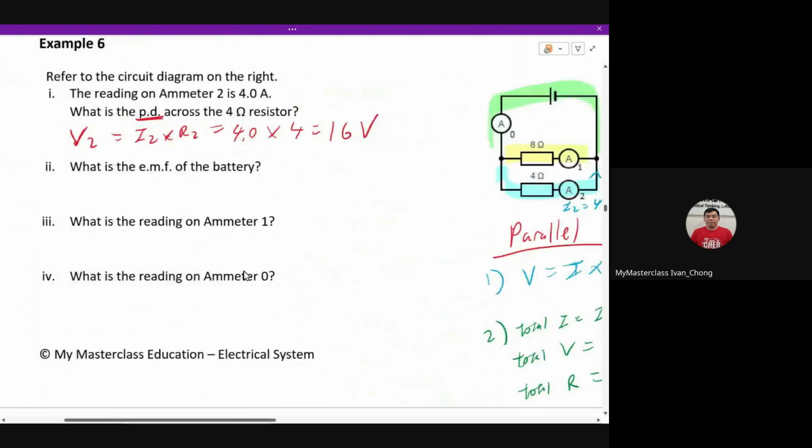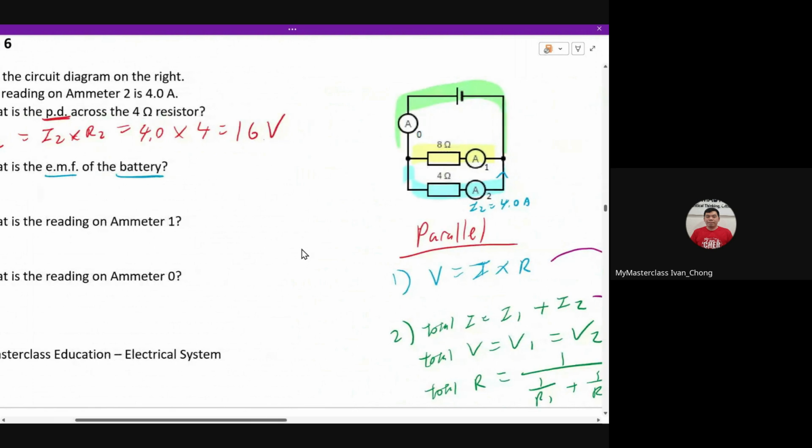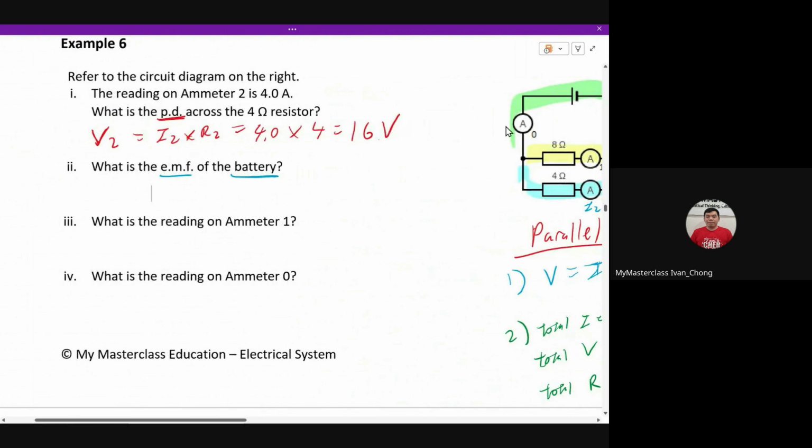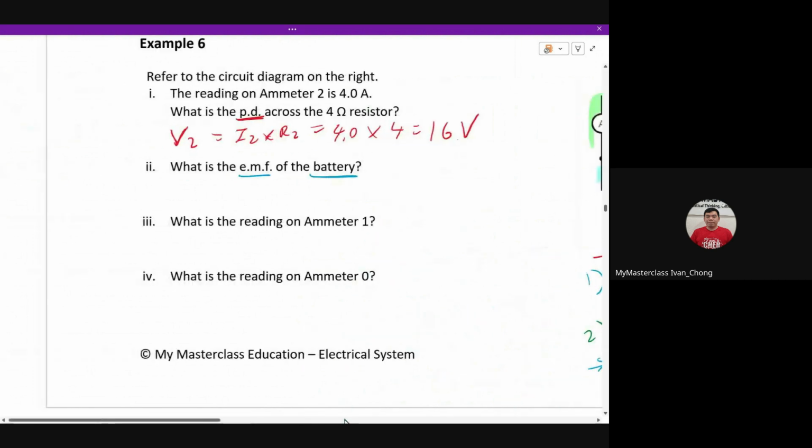So you ask yourself first, if you want to find battery, this is total V, right? Because when you see battery, it means total. So total V, you ask yourself, do I have total I? Do I have A0? I don't have, right? So I cannot use this. So I need to find total V. So total V is V1 and V2. So I'll write total V is V1 equals V2. So V2, what's V2? V2 is 16 volts. So therefore, I solve my answer. My EMF of my battery must be 16 volts because they are the same.